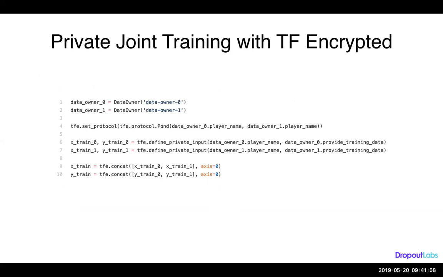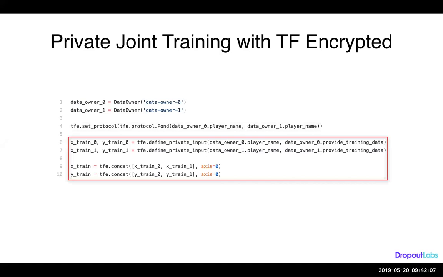Expressing this in TF Encrypted is also straightforward. We have two data owners in this case. We say we want this computation to happen between these two, and we just concatenate the data sets as we did before.